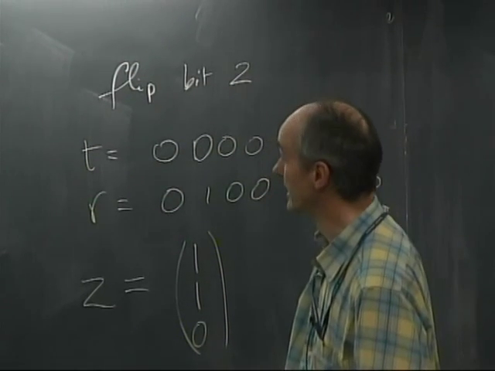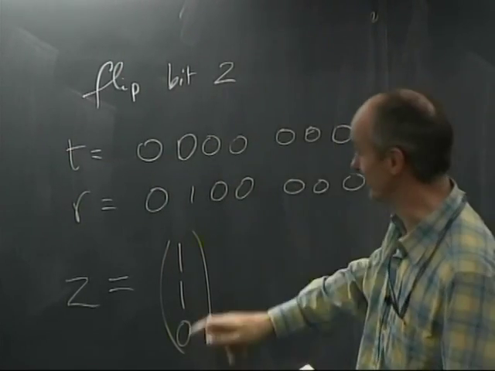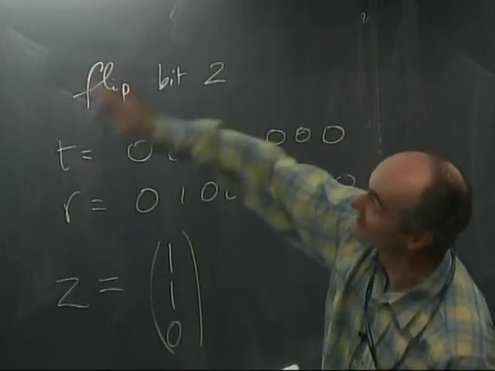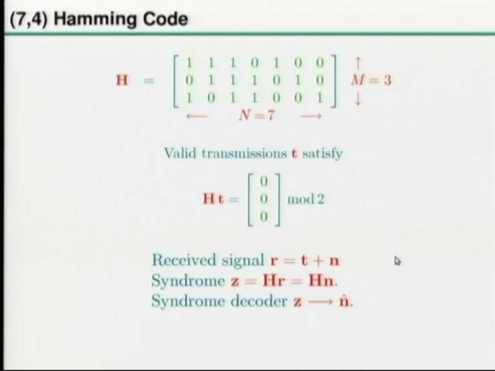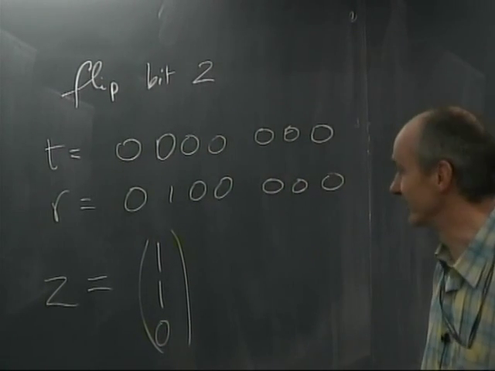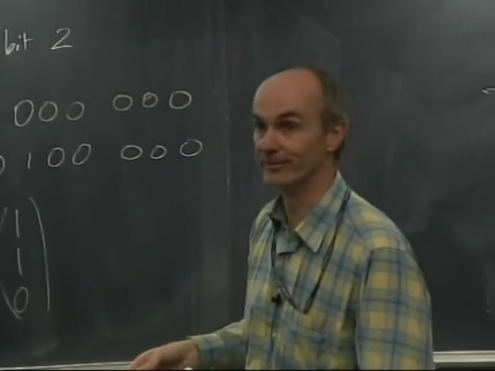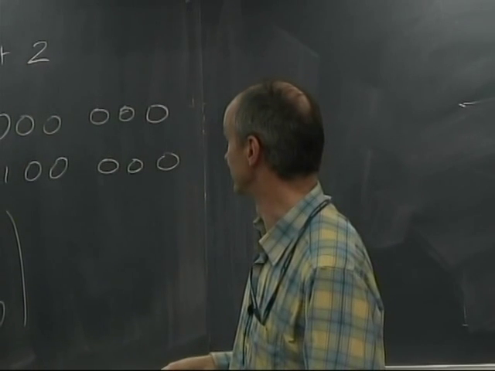All right. And by looking at this syndrome, you can say, aha, which of these columns possibly could be an explanation for this syndrome? And you notice the second column across says 110, and so you say, aha, that is the answer. Right? That's how easy syndrome decoding is in this case. So you just look in the matrix and you say, what is the one column that could have explained this?